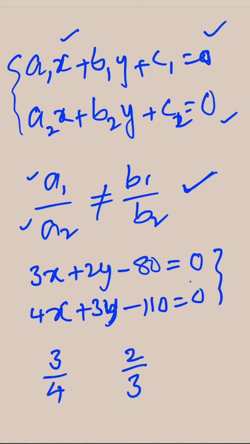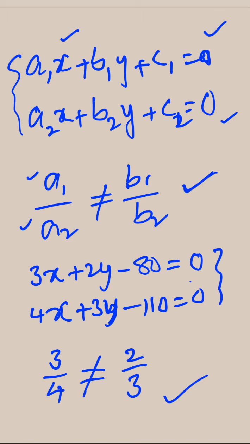Now can you tell me whether these two are equal or not? Yes, 3 by 4 and 2 by 3. These are the simplest forms of the fractions. If any cancellation is possible, we have to cancel it. Anyway, 3 and 4 are co-prime and 2 and 3 are co-prime, so there is no need to cancel. So we can say these two fractions are not equal.